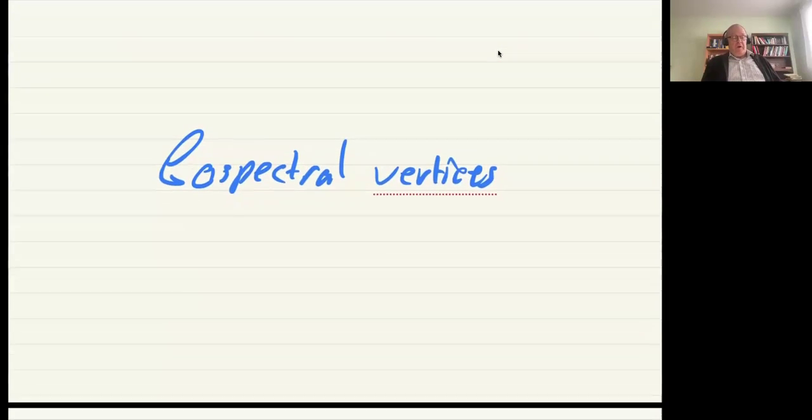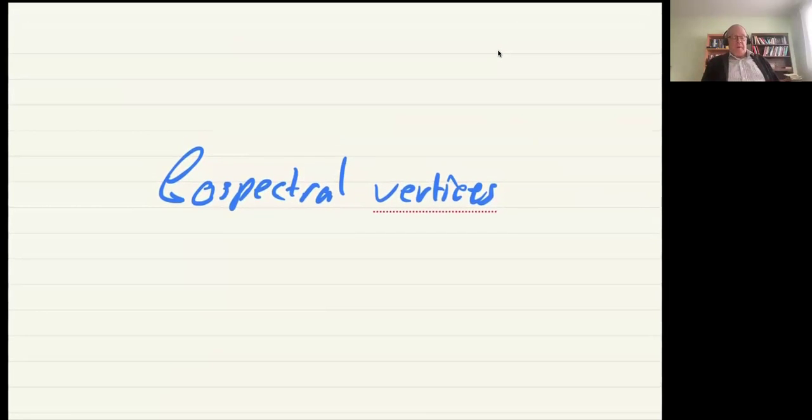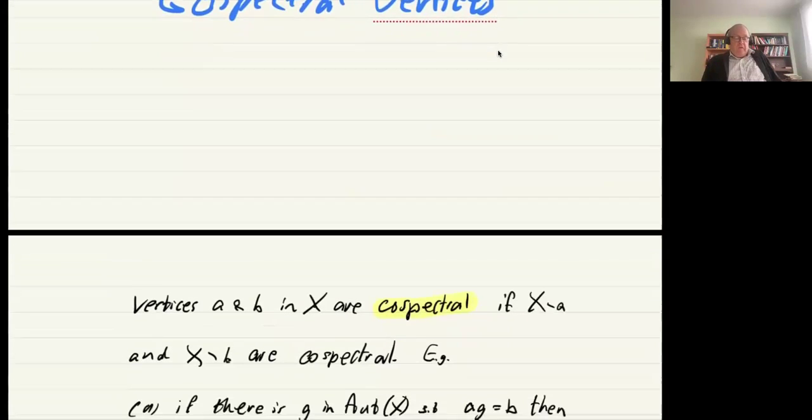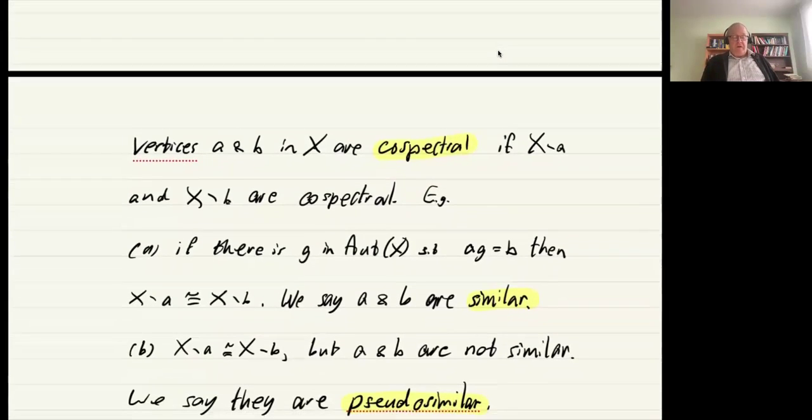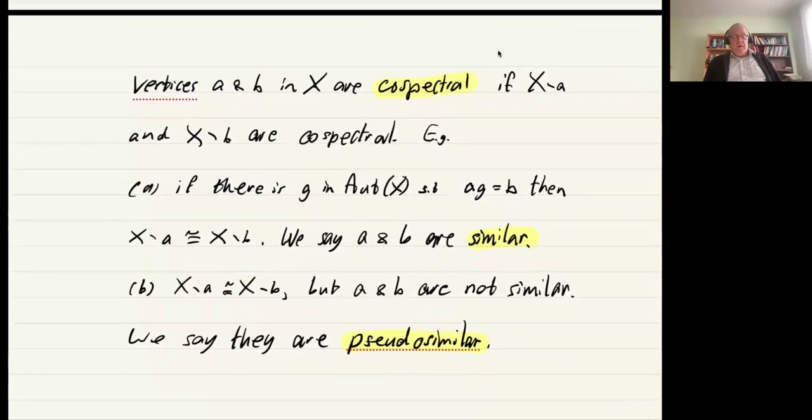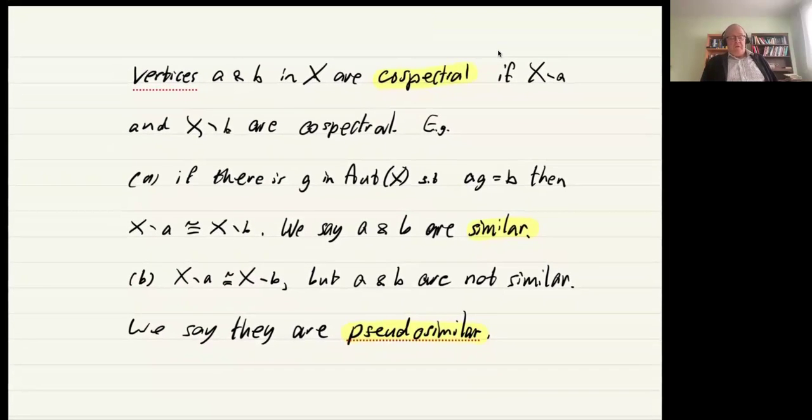To use this formula, and for other reasons, I want to talk about cospectral vertices. These will come up when we start talking about, particularly, continuous quantum walks. So they arise then, and they're interesting in a number of different ways. Vertices in a graph are cospectral if the vertex-deleted subgraphs X drop a and X drop b are cospectral.